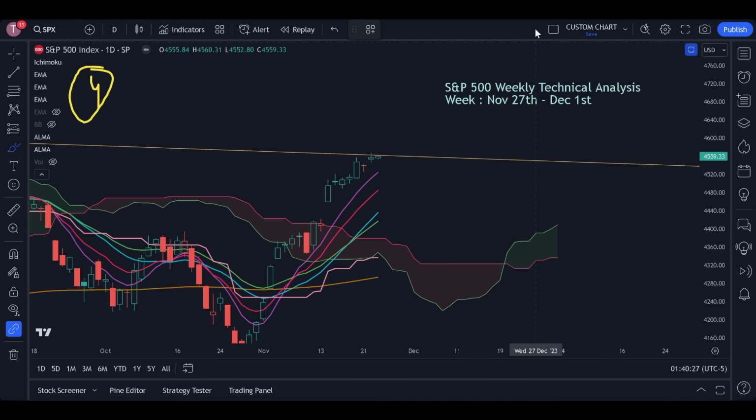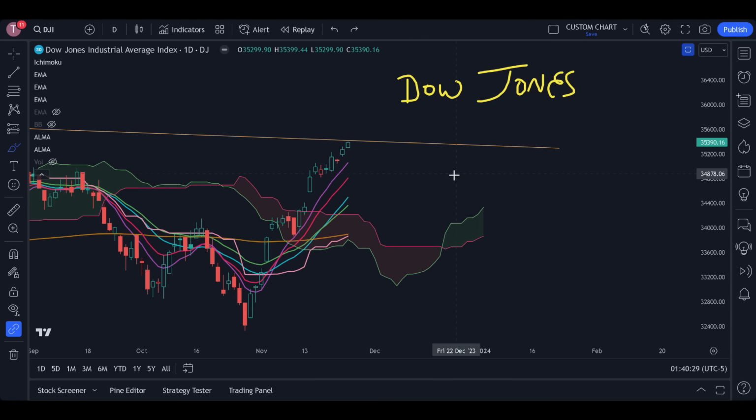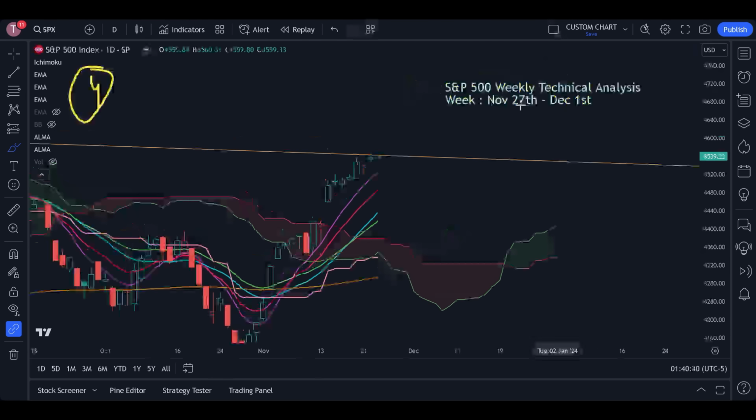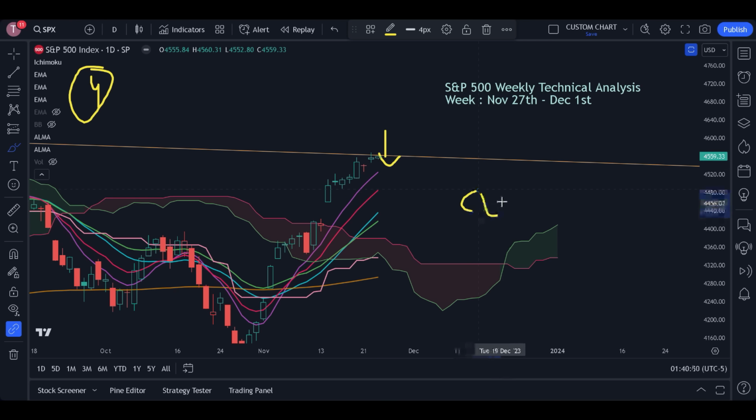However, if there comes more bullish movement, in that case the Dow Jones will hit its trend line. The S&P 500 is also at its trend line, missed by 2 points. It is already there. Then what will be most important here on Monday? On Monday, the most important part will be the closing.